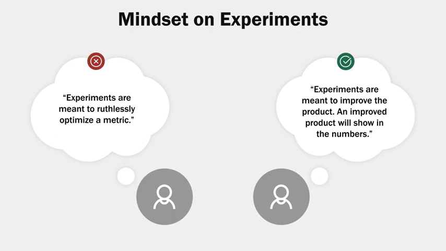The reason we don't view the purpose of experiments as ruthlessly optimizing a metric is that it leads us to viewing things on a short-term basis, short-term gains and local optimization. So once again, we view the purpose of experiments as looking for ways to improve the product and identify the truth within our growth model and user psychology map. And as we improve the product, we know that it's going to show up and improve those metrics along the way.